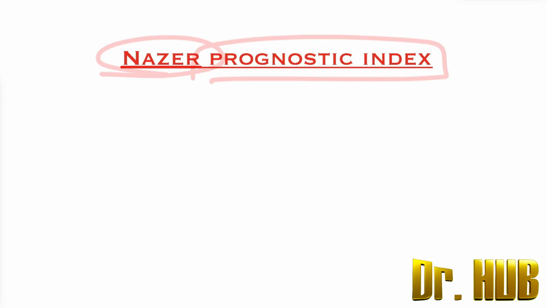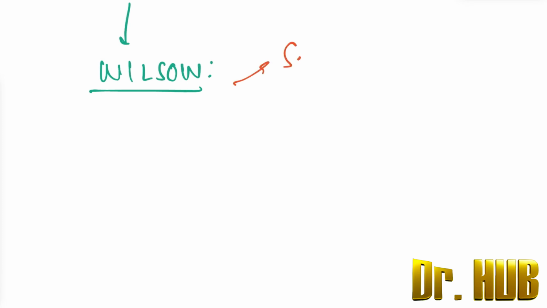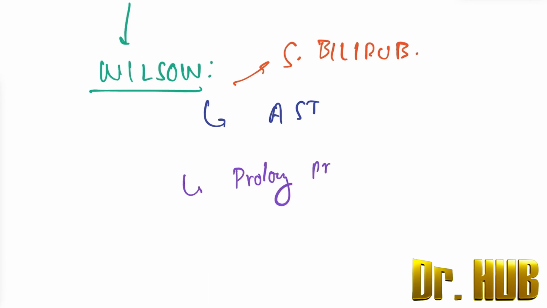Nazer's prognostic index. Nazer's prognostic index is specifically for Wilson's disease. And what are the criteria here? The criteria is we look for the serum bilirubin and also the AST, serum aspartate aminotransferase, and the prolongation of the prothrombin time. So let's write it down. AST stands for aspartate aminotransferase.